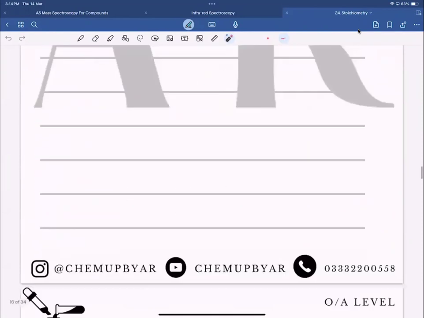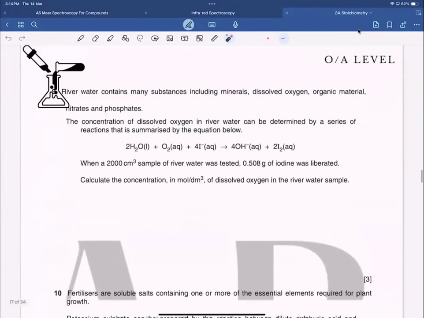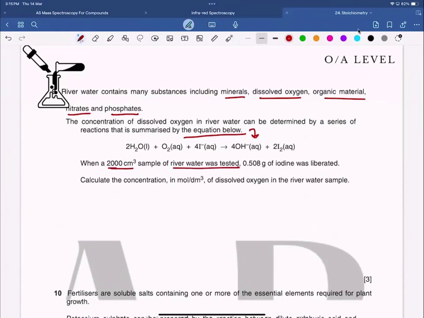Okay. Now have a look at this question, for example. River water contains many substances, including minerals, dissolved oxygen, organic material, nitrates, and phosphates. The concentration of dissolved oxygen in river water can be determined by a series of reactions that is summarized by the equation below. So they have given you one chemical equation here. When a 2000 cm³ sample of river water was tested, see this 2000 cm³ is what? It's a volume, and it is the volume of the whole sample which is taken for the test.